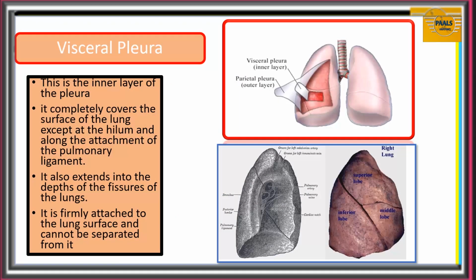We'll look at the visceral pleura. As we said, this is the inner layer of the pleura. It completely surrounds the lung, except at the hilum, where it forms the pleural cuff, and along the attachment of the pulmonary ligament. The visceral pleura also extends into the depth of the fissures of the lung.